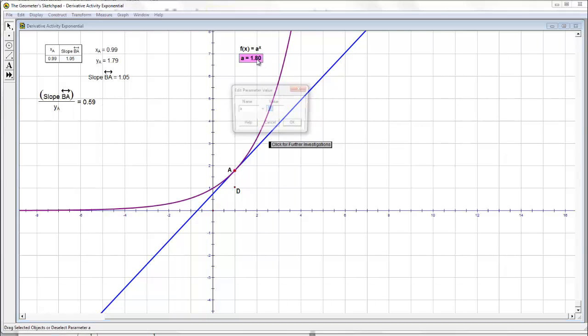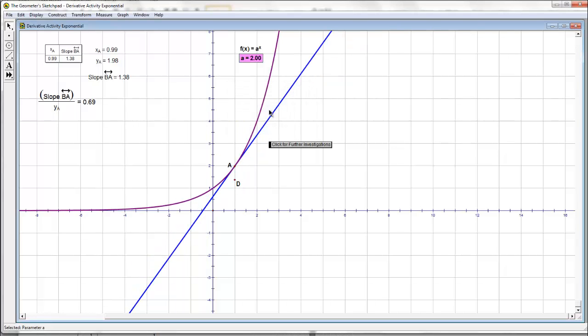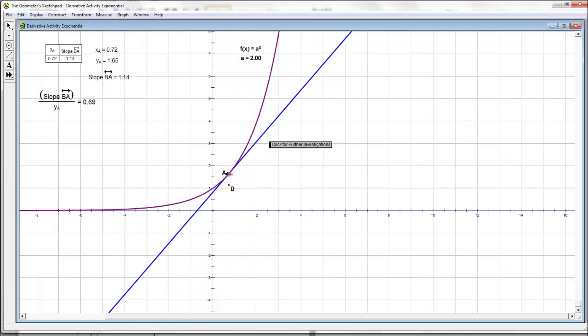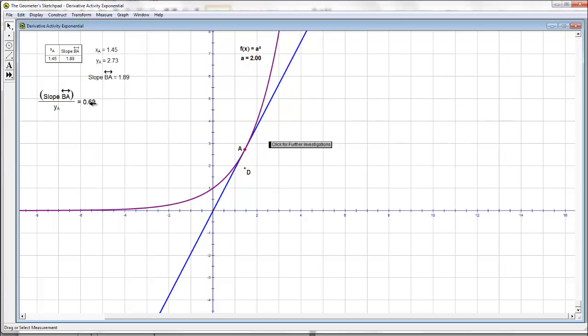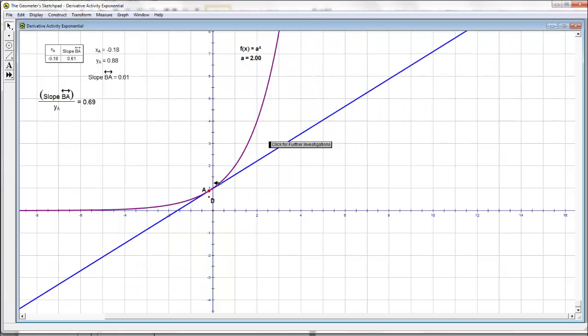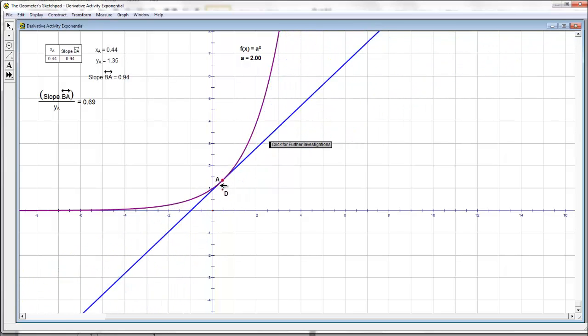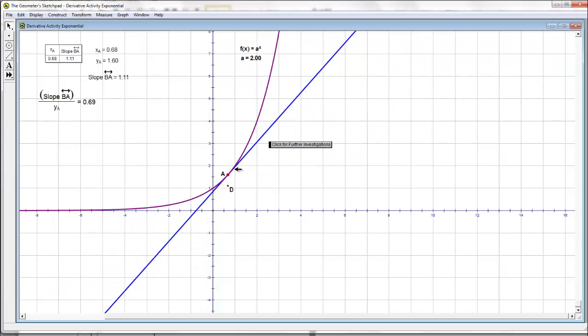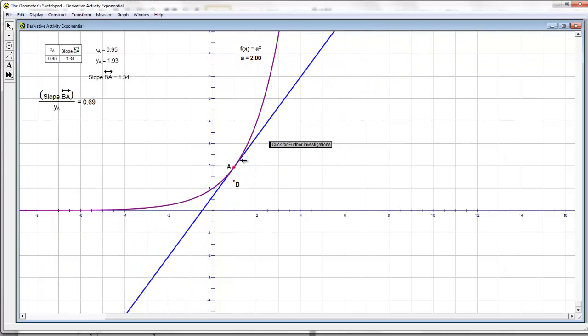Now I'm going to change this base to 2.0, and I'm going to do the same thing now. I'm going to drag A. Notice now that the ratio is a greater number, but it's still constant as I drag this point A along the curve, and point D, the derivative, is mirroring or very, very close to the function itself.